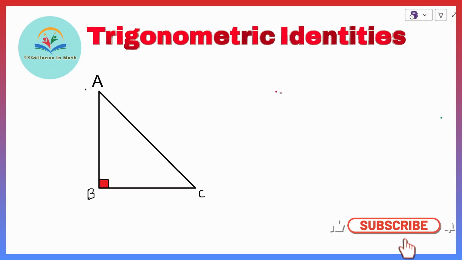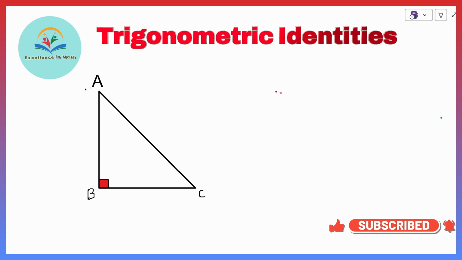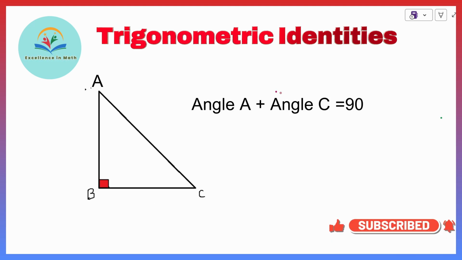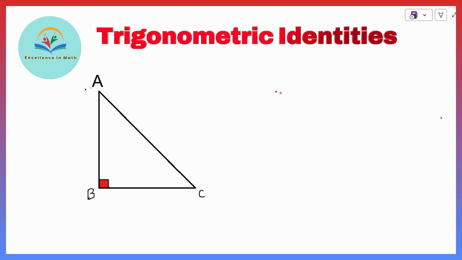So let's consider a right angle triangle ABC, right angled at point B. We know that the sum of the interior angles of a triangle adds up to 180 degrees, isn't it? So here already angle B is 90 degrees, then the sum of the remaining two angles, A and C, is also equal to 90 degrees. So from this we can understand both A and C are complementary as well as acute angles. Now let's consider angle C as theta.